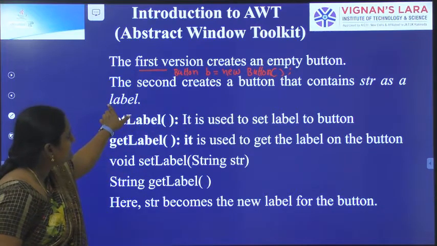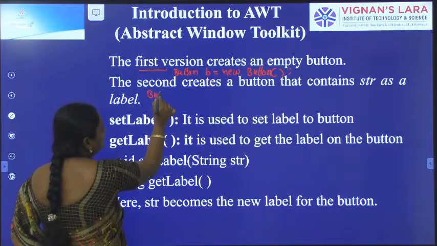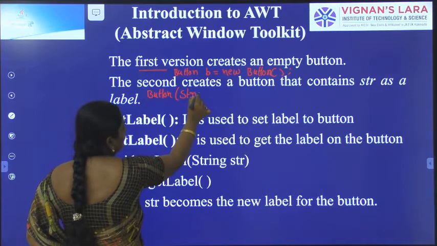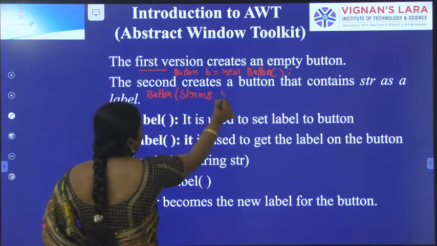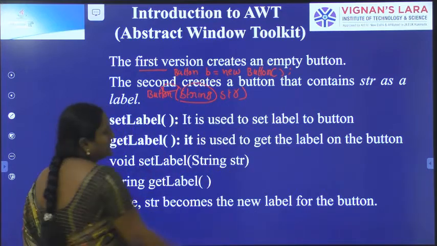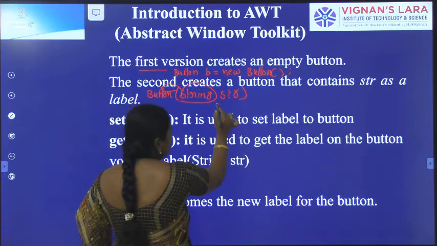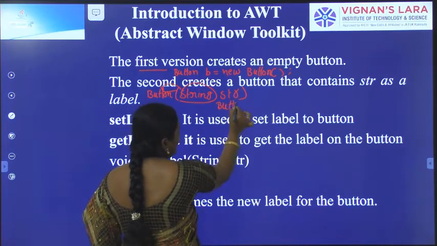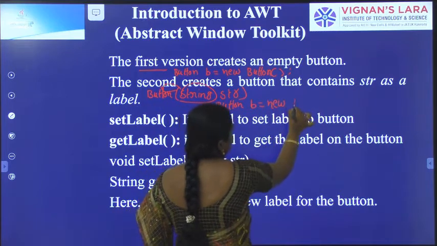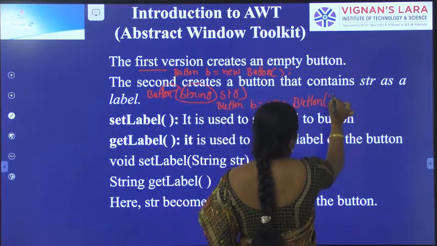Next one, the second constructor is specified. What is the second constructor? Button(String str). In this constructor, a string is supplied as an argument to the button class. Suppose I am creating an object of the button class with some string: Button b = new Button("submit").